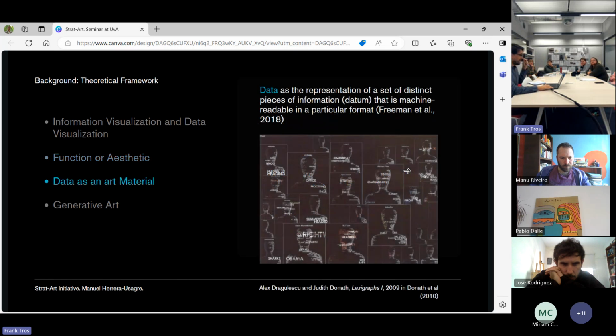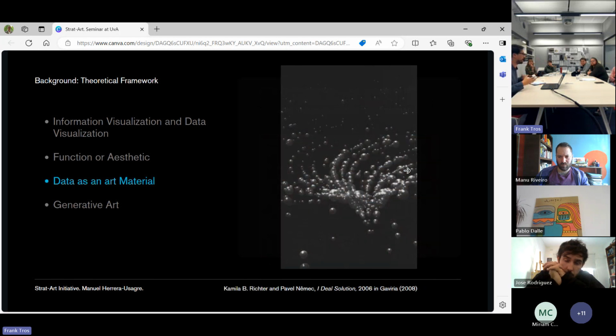People have been using data as an art material for aesthetic purposes for a long, long time. There are many examples. The data doesn't need to be quantitative, it can be qualitative data. There are pieces like this one that use the posts of people on social media to create what is called a data portrait. So each of us, with our social media information, can have one of those data portraits. There are other examples that are more abstract.